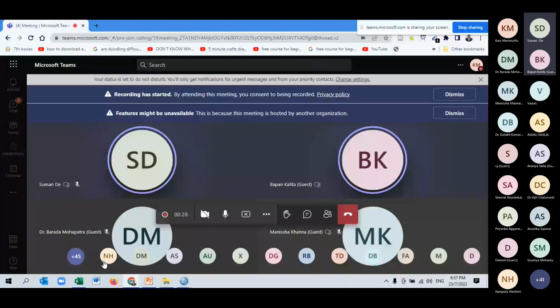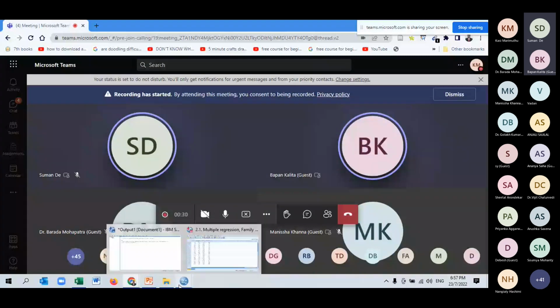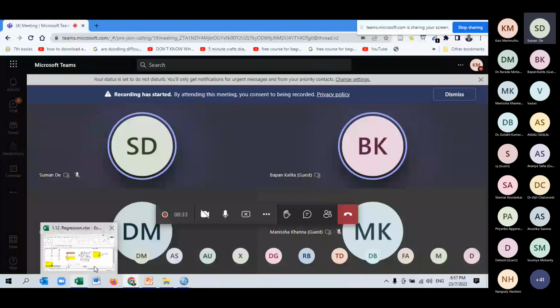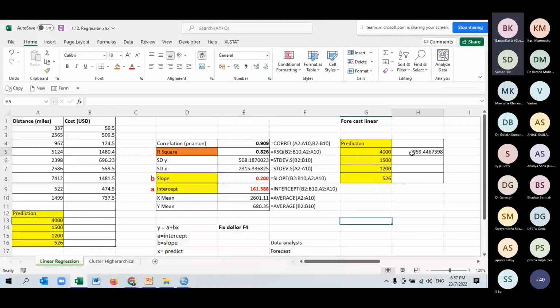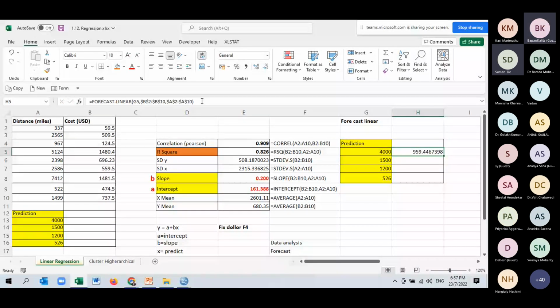Be connected. Go to the Excel file. Can you see my screen now? Yes, sir. Okay. So have you all used this formula, FORECAST.LINEAR? Yes, sir. Okay. Once you have done, simply you drag down. So you can predict 1,500 kilometers, what is the expenditure? 1,200 kilometers, what is the cost? 526 kilometers, if you drive, how much will be the cost?